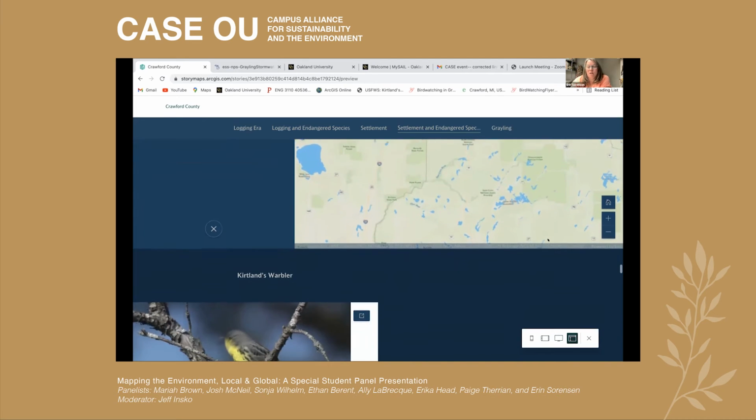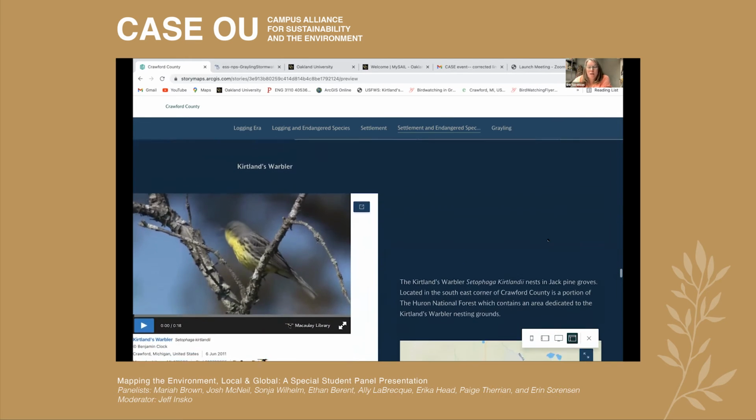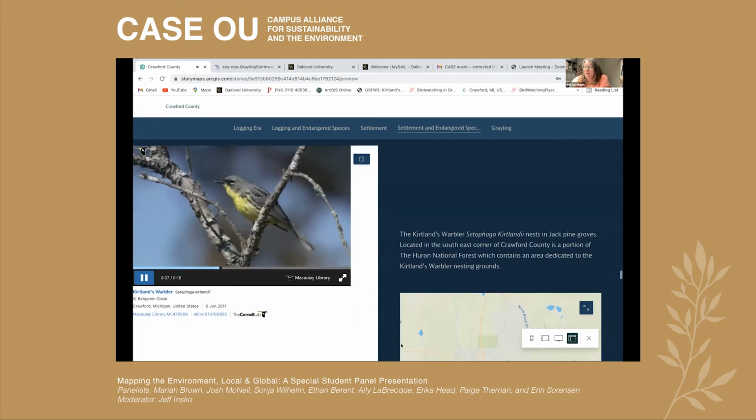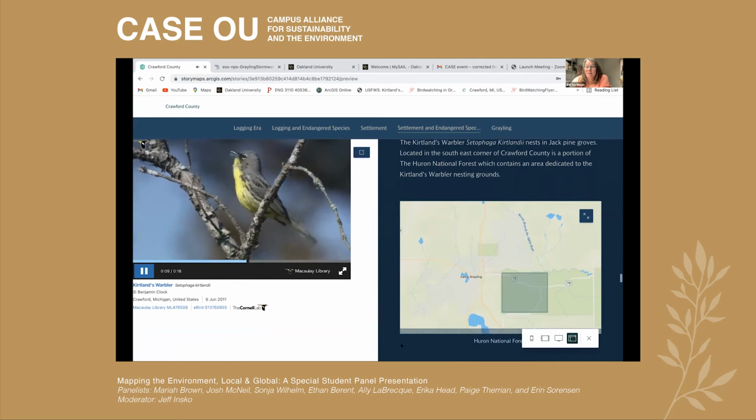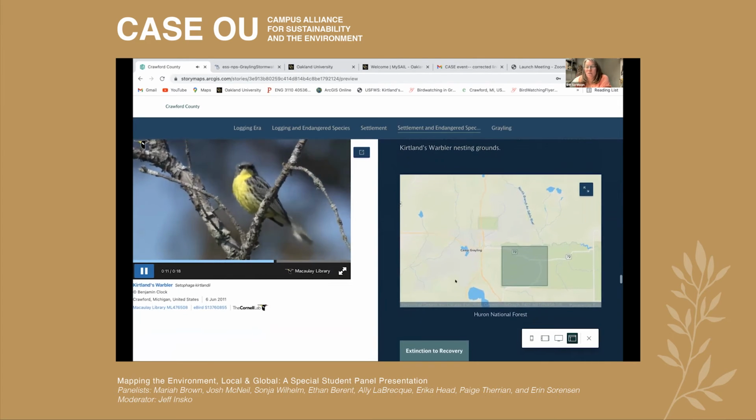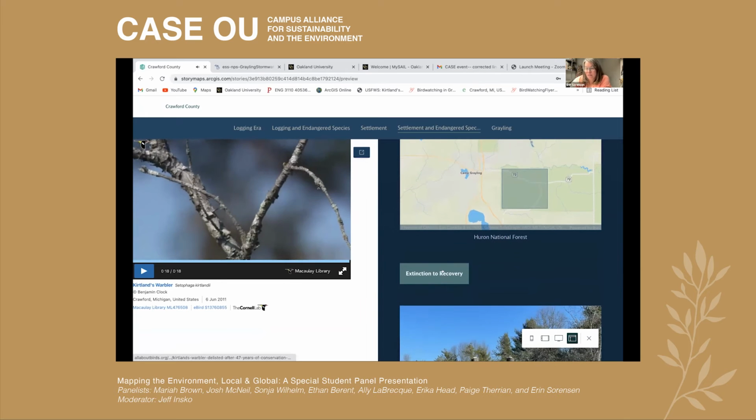And then we go on to the Kirtland's warbler. And again, it's not finished. And this is what I started my story project with, and it just evolved into something totally different. But I was able to put a soundbite in of the song of the Kirtland's warbler. And this sidecar just shows the part of the Huron National Forest in the county. Another link which tells a story from their extinction to their recovery.